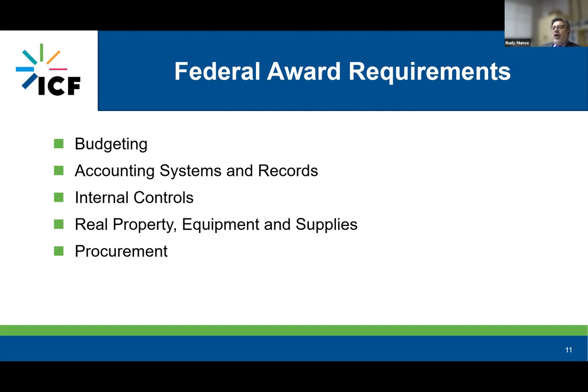Next, we'll move on to the federal awards requirements. And in this section, we will discuss budgeting, accounting systems and records, internal controls, real property, equipment and supplies, and what I always say is everyone's favorite, procurement.